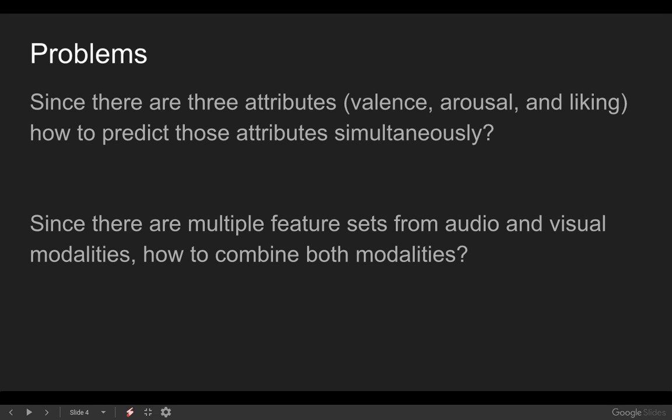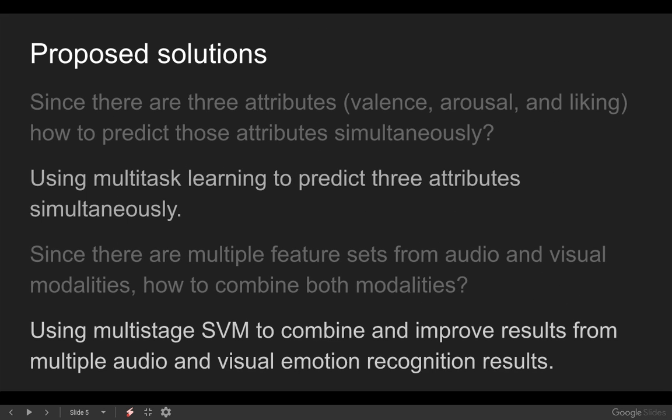And here is my proposed solution. For the first problem, we propose to use multitask learning to predict three attributes of emotion dimension, valence, arousal, and liking simultaneously. For the second problem, to combine different results from different feature sets, we propose to use multistage SVM to combine those results from both modalities.